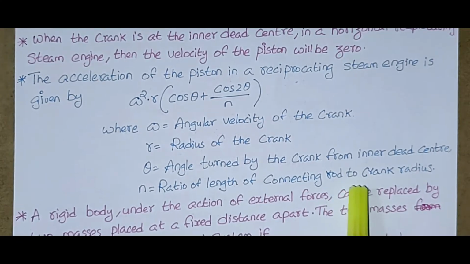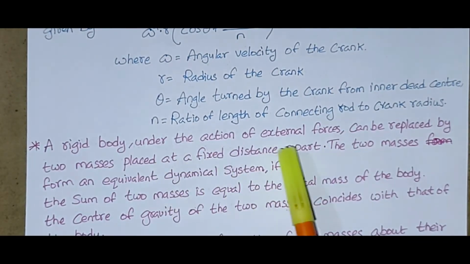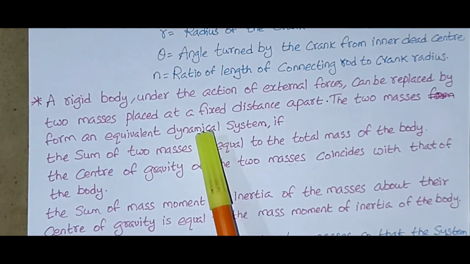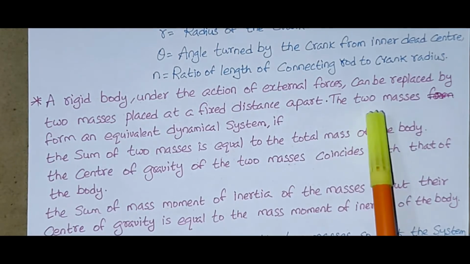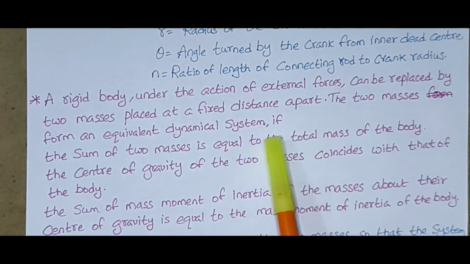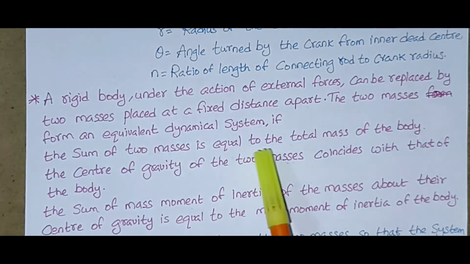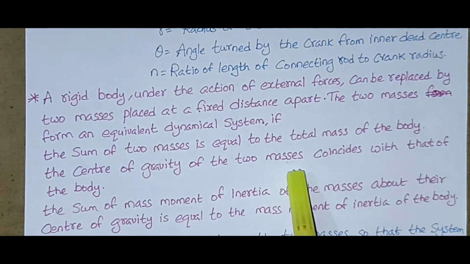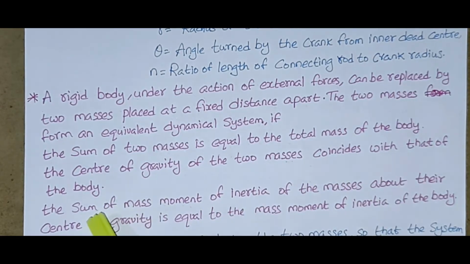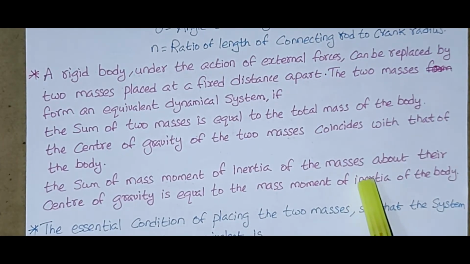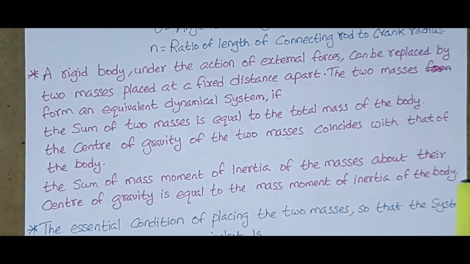A rigid body under the action of external forces can be replaced by two masses placed at a fixed distance apart. The two masses form an equivalent dynamical system if the sum of two masses is equal to the total mass of the body. The center of gravity of the two masses coincides with that of the body. The sum of mass moment of inertia of the masses about their center of gravity is equal to the mass moment of inertia of the body.